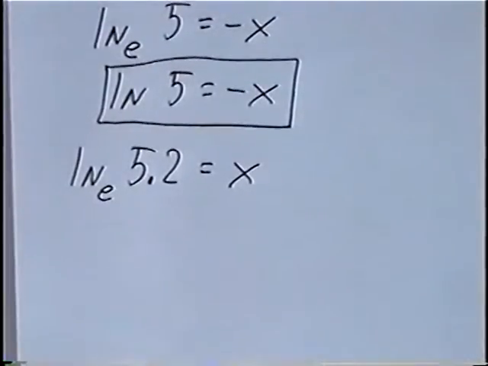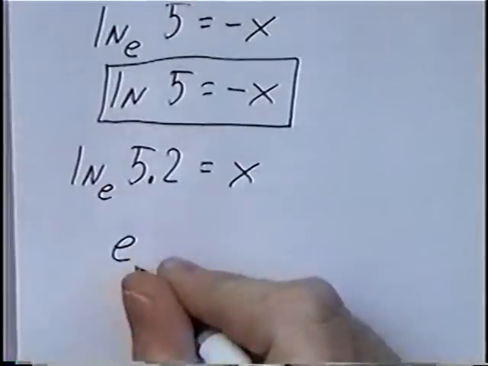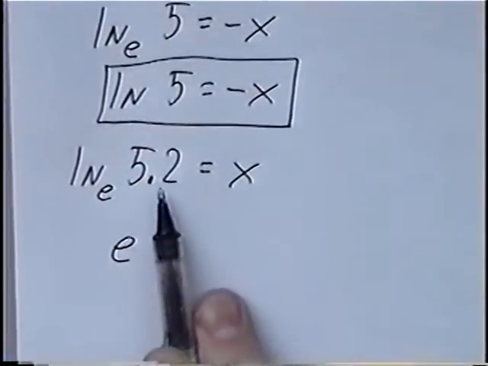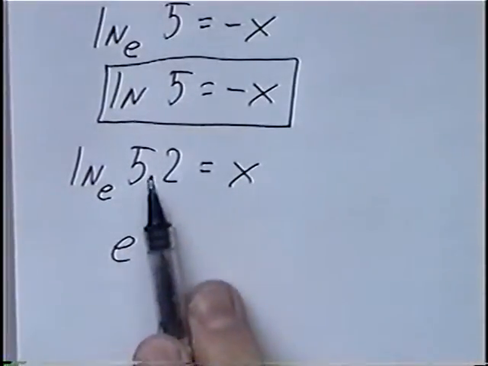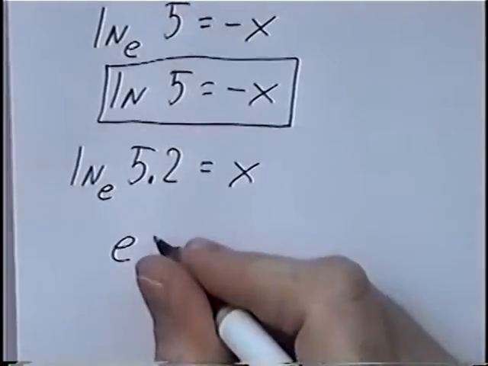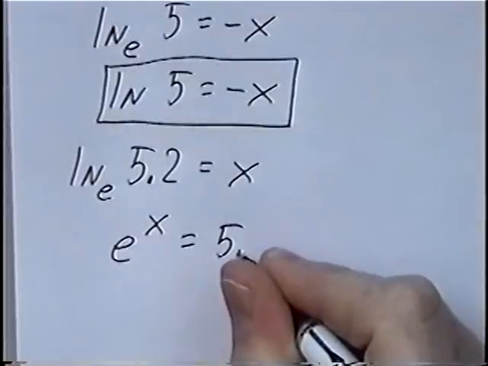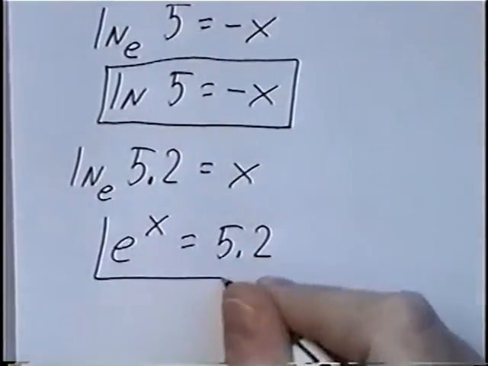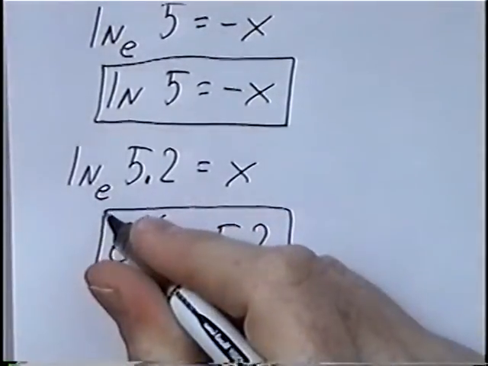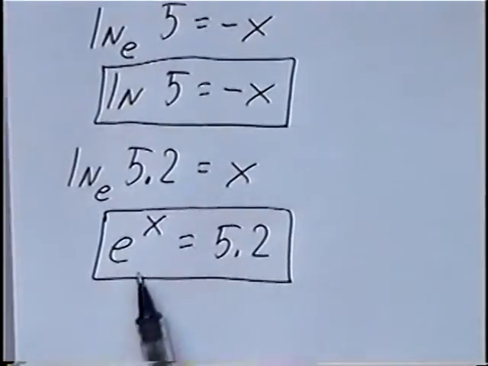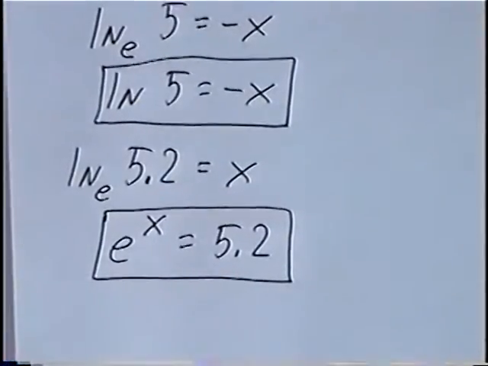Rewriting this using the formula, the base e will become the base for the exponential form, and the next two terms, 5.2 and x, will switch sides. The x will become the exponent, and the term is what's equal to 5.2. So the natural log of 5.2 equals x is the same as e to the x power equals 5.2.